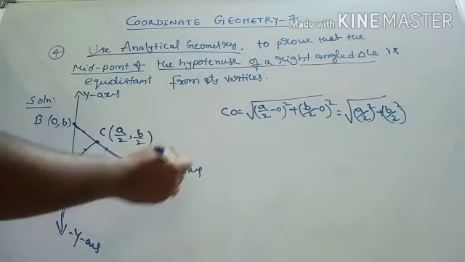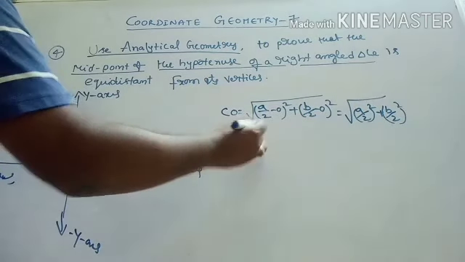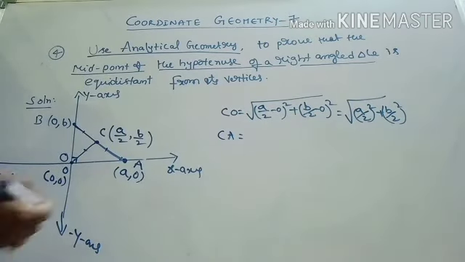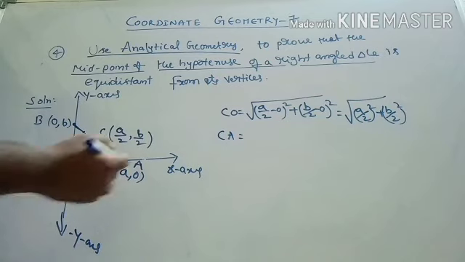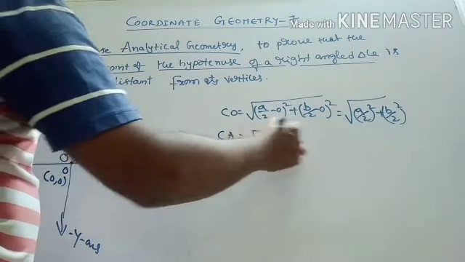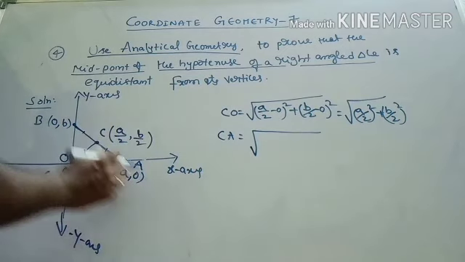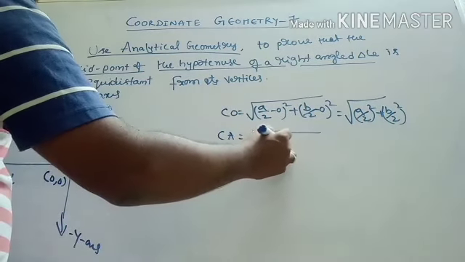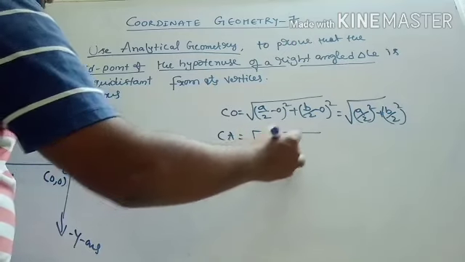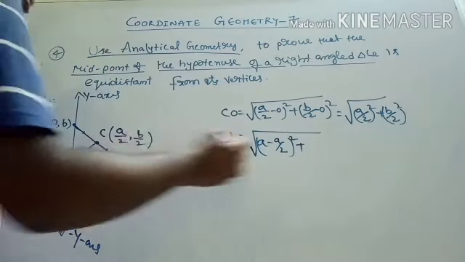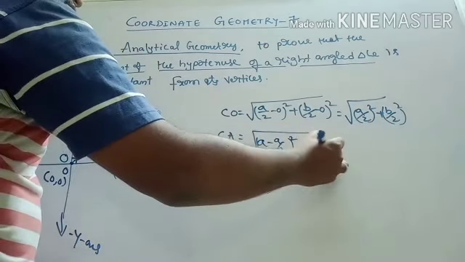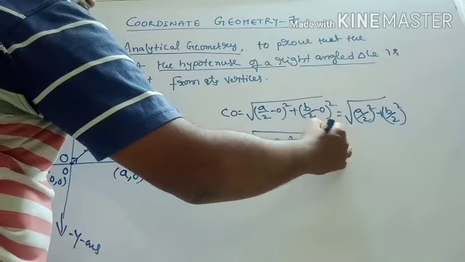Fine. Now CA distance also we will find. This CA is nothing but what we are going to have is this is nothing but a by 2 minus a. See, x1 y1 and x2 y2, anything you can do like this, (a minus a by 2) whole square, right, plus (0 minus b by 2) whole square, like this.